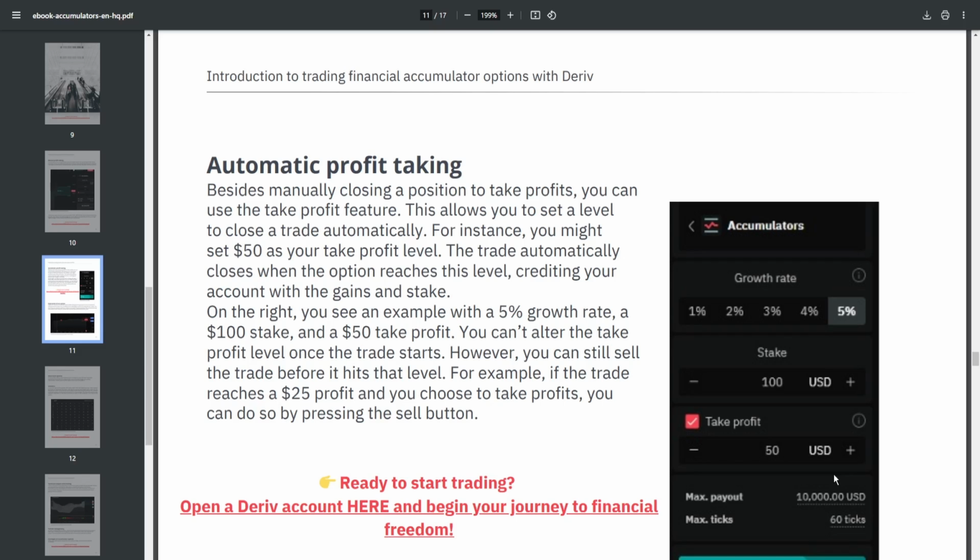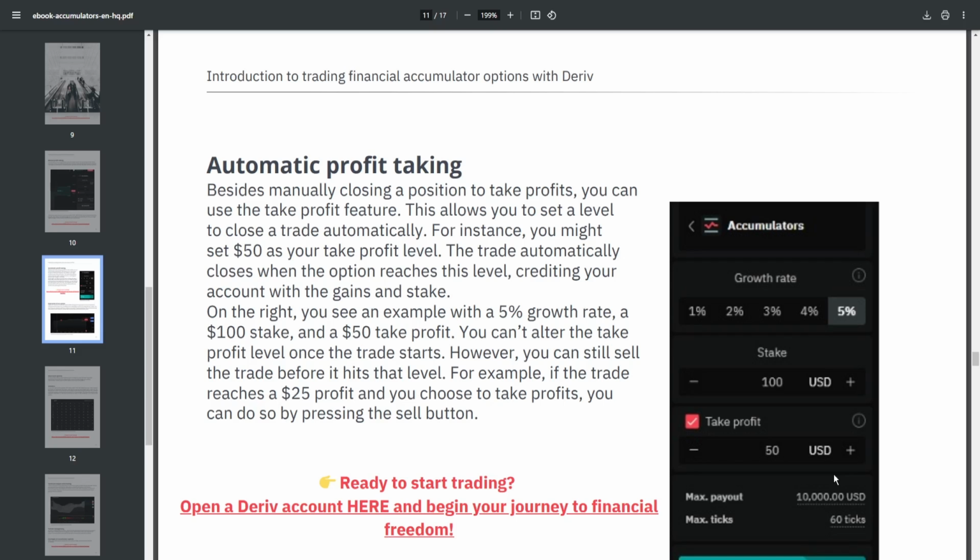and stake, okay? As you can see on the right here, first of all, you can come and set your growth rate depending on your risk level tolerance. Because a 5% growth rate has a higher risk than a 4%, and a 4% growth rate has a higher risk than a 3% growth rate, and a 3% growth rate has a higher risk than a 2% growth rate, and so on. So after you set your growth rate, and you set your stake, and you set your take profit, now you are ready to place your trade, okay?